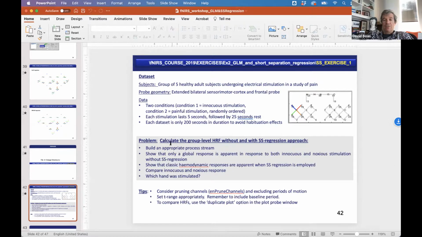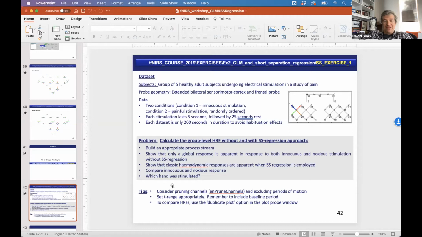What we want you to do is remember everything from the last 2 days, build an appropriate processing stream, and show that only a global response is apparent without short separation regression, and that you get the much better classic hemodynamic response when you use the short separation regression. Compare the innocuous with the noxious stimulus and answer the question, which hand was stimulated? You'll be able to tell by which hemisphere you see the brain activation occurring in.